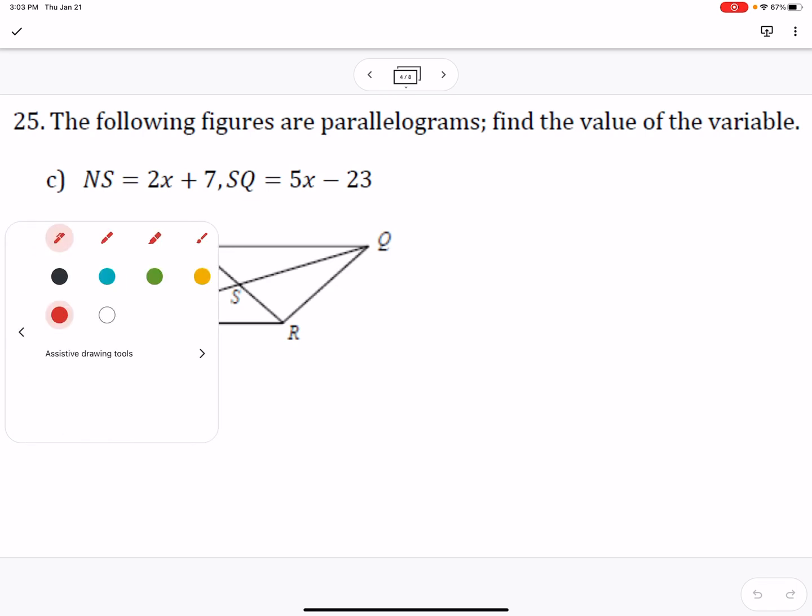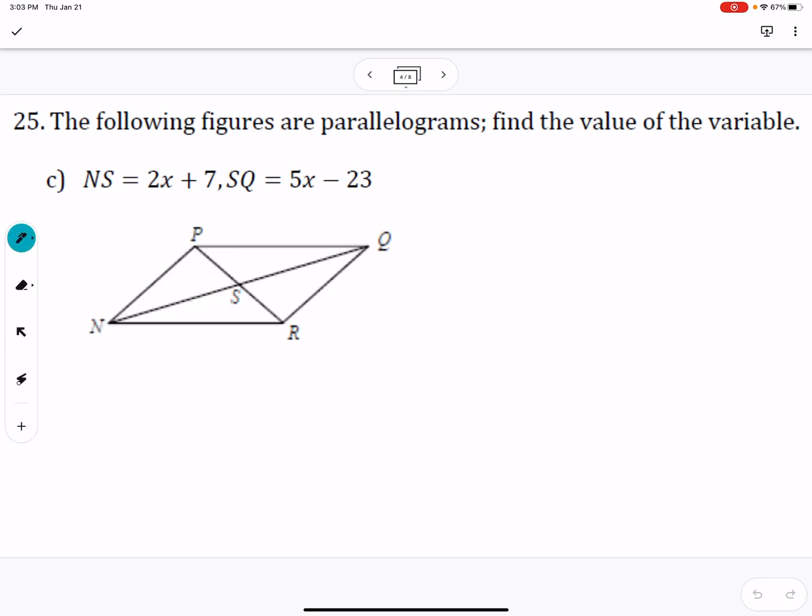All right, number 25. The following figures are parallelograms. Find the value of the variable. I am told NS is 2x plus 7, and I'm told SQ is 5x minus 23. Again, we just talked about this. In parallelograms, the diagonals bisect each other. So these are the same. 5x minus 23 equals 2x plus 7, and I think you guys can take that one from there. If I had it wrong on my answer key, I apologize. I told you this before, I do them quickly, and I am only human, so I am bound to make mistakes.